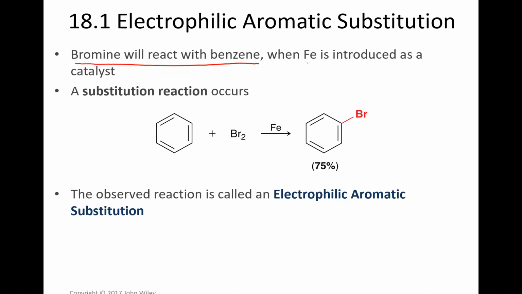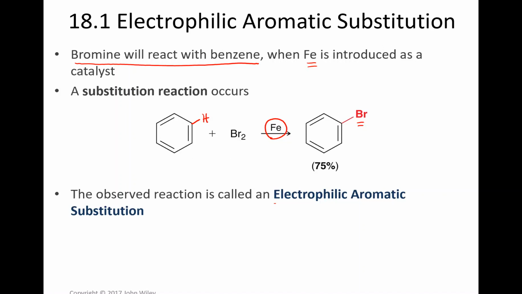Bromine will react with benzene when iron is introduced as a catalyst. A substitution reaction occurs where a hydrogen on benzene is being replaced with bromine. The reaction will not take place without a catalyst, and so we would need to make sure to include iron in the list of reagents.